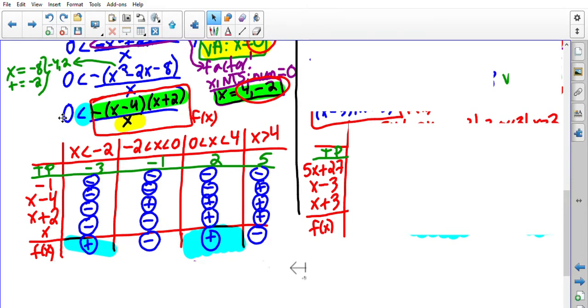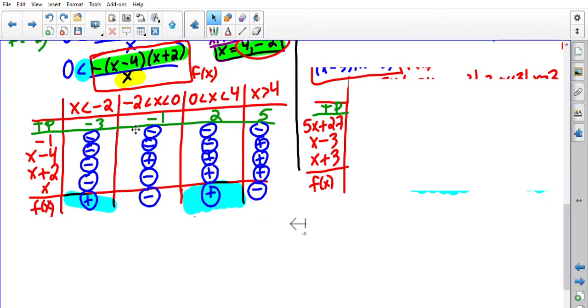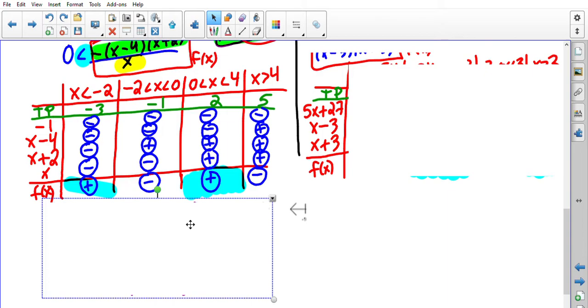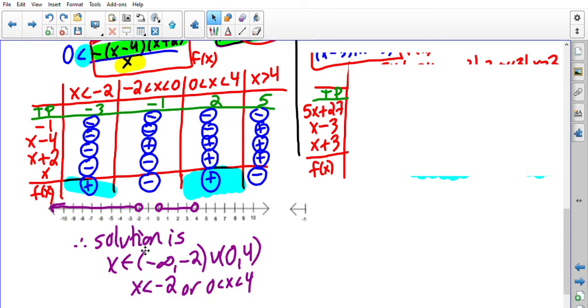Okay. So where f of x is greater than 0, reading it this way, just because f of x is there. So that means I'm looking for where f of x is positive. Okay, and that is in this first interval and the third one. So that means my final answer is that the solution is x is an element of negative infinity to negative 2 in union with 0 to 4. Okay, or you can write in set notation here. And on a number line, that would look like this. So 0 to 4 with open circles, less than negative 2 as well there.